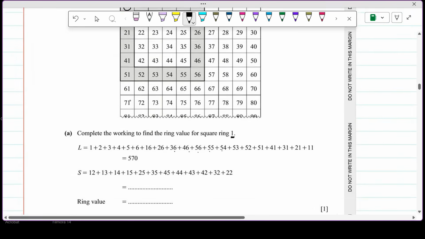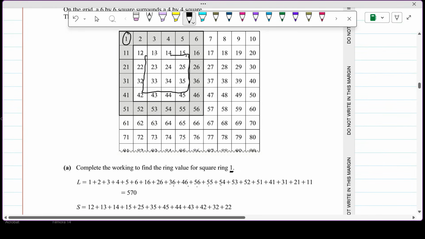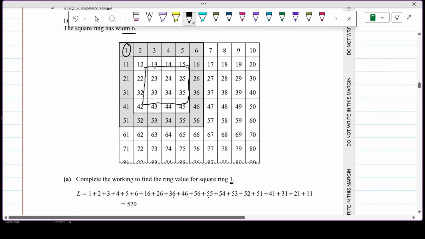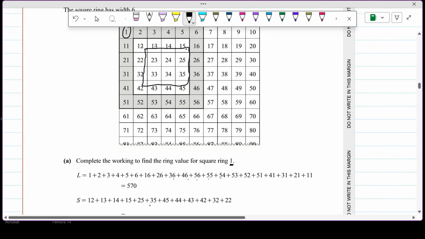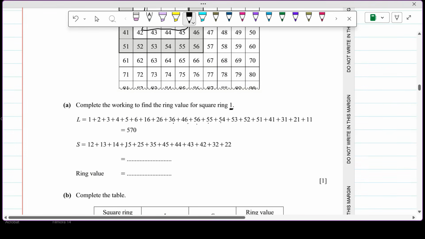Similarly, there is a small square which is the 4 by 4, this one. When we add these values, we get the value of S, which is 12 plus 13 plus 14 plus 15, 25 plus 35 plus 45, 44, 43, 42, 32, and then 22. When we add these values, we will have 342.